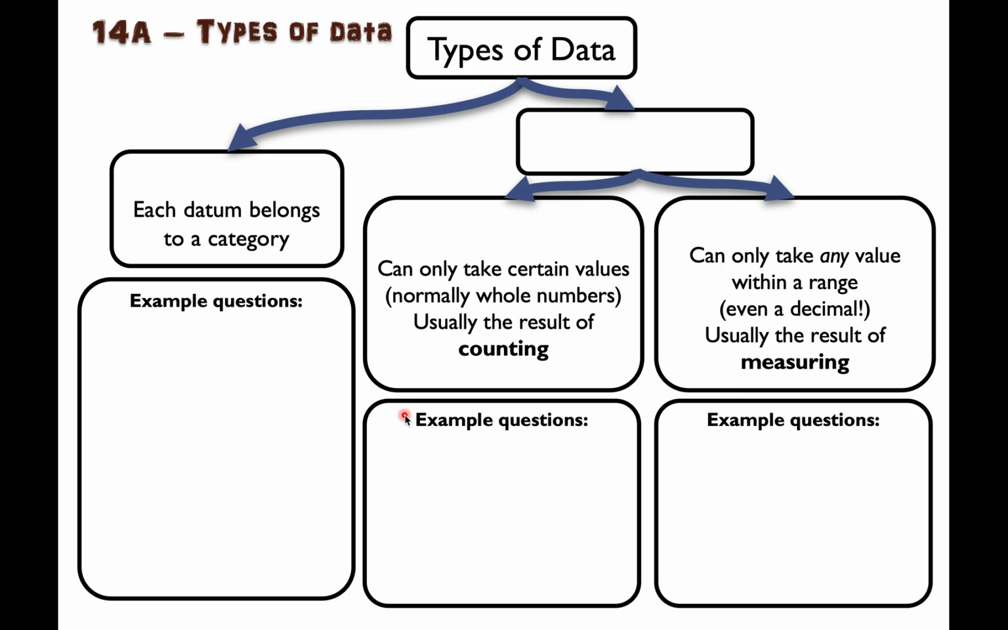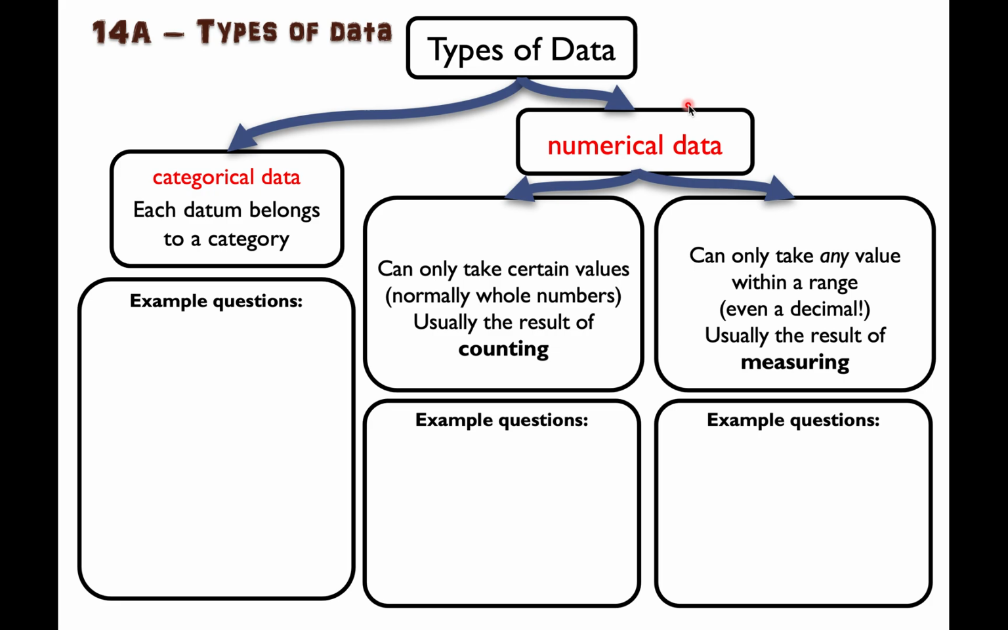Let's say that you're collecting data, maybe with a survey asking different kinds of questions. Well, the kind of data that you collect can fit into three quite different categories. The first category is categorical data, where each datum, each piece of data, belongs to a category. And we'll see some examples a bit later.